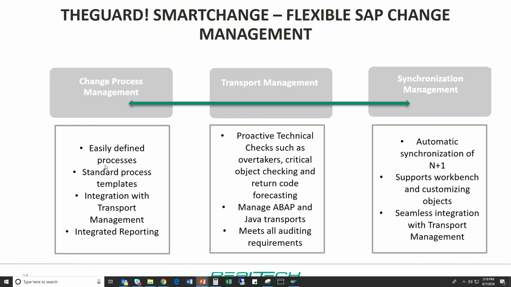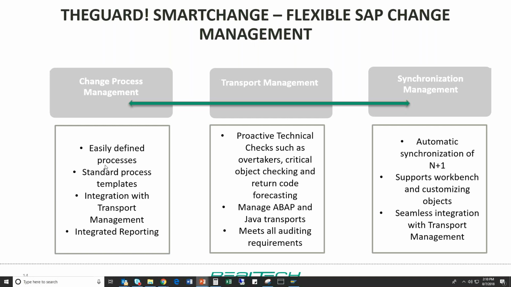From a change process management standpoint, you can define your processes and your templates based on your process that you're doing today, built into sort of a Visio diagram within our Java-based application that integrates into our transport management tool, where this is really the technical move machine. It does your overtaker detection, critical object checking. We also have return code forecasting before a transport goes into the system or a change goes into the system. We can manage all types of SAP transports, ABAP, Java, HANA. It meets all your auditing requirements. So it's a one-stop shop for auditing.